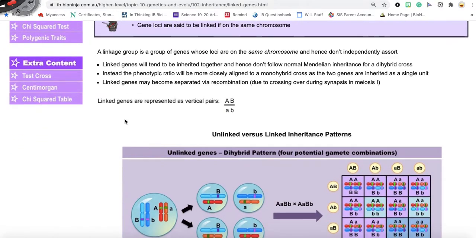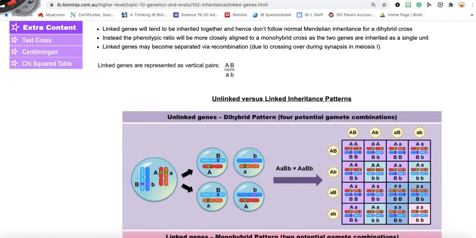Okay, so let's look at what Mendel saw. Mendel looked at unlinked genes, and he studied a dihybrid pattern of potential traits in pea plants. What Mendel saw was two different traits. Let's call them A and B. Now, he didn't know that these two traits happened to have genes or loci or alleles, let's call them that, that were found on separate chromosomes.